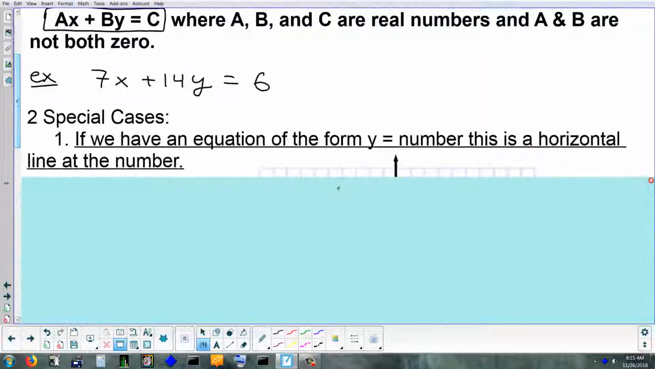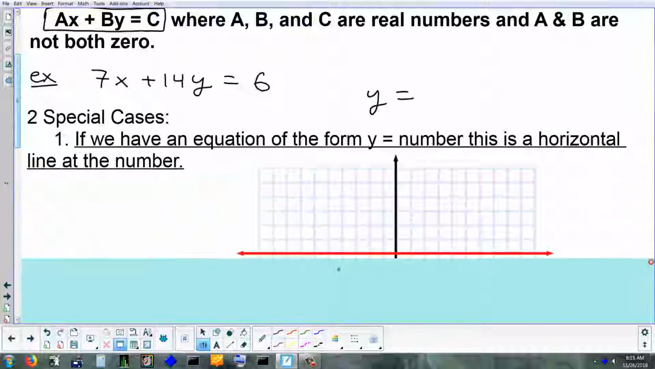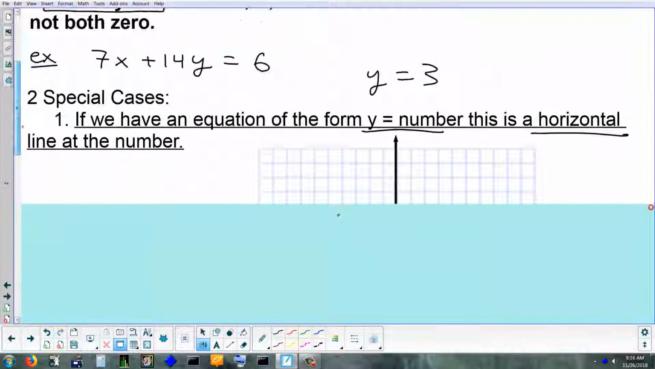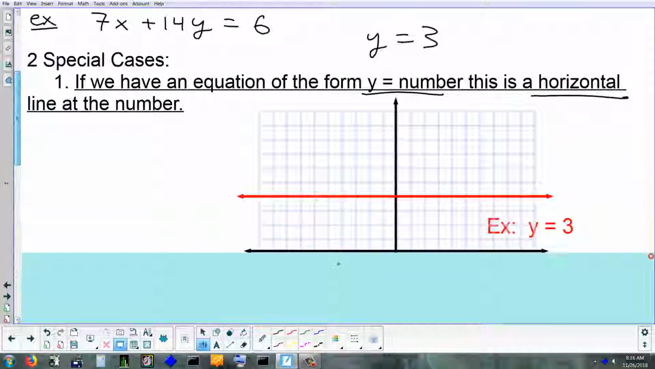Okay, so if you have an equation that's like y equals, I might have one down here, 3. That's a special case because there's no x in it. And y equals is always horizontal. That's the special case, horizontal. And if you're like, well, where would it be? y equals 3. That's a horizontal line at the number 3. And I think we have a picture of it.